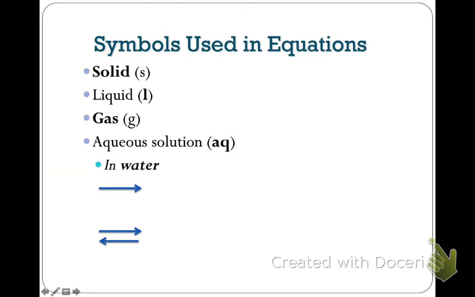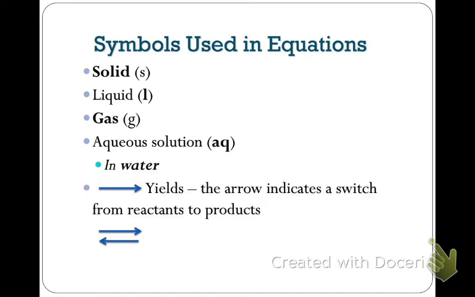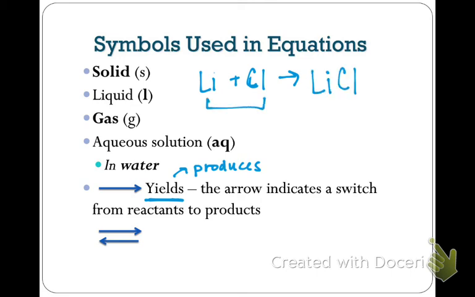The next one is the arrow right here, and we use the arrow similarly to an equal sign, but what the arrow really means is that it yields. Yields means the same as produces. So when we see Li plus Cl, those are our reactants. They produce or yield the product lithium chloride. So again, these are the reactants, and this is the product.